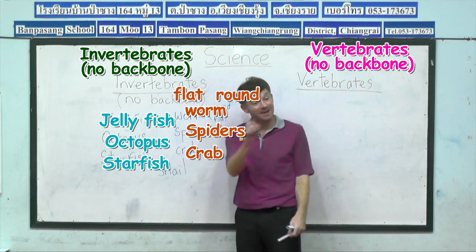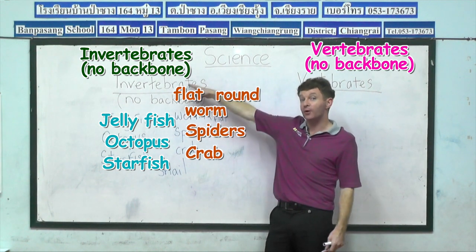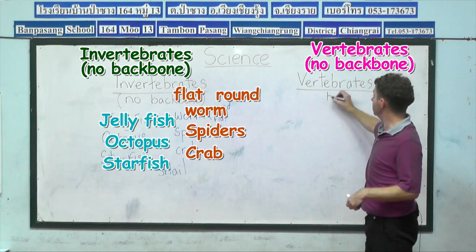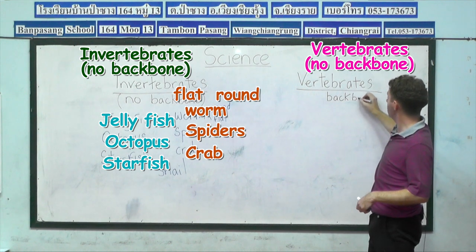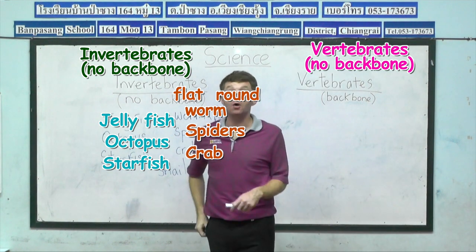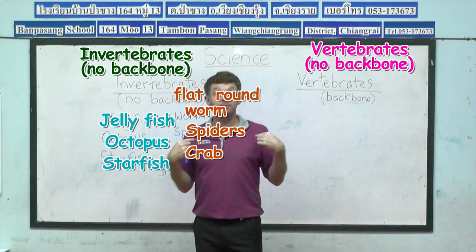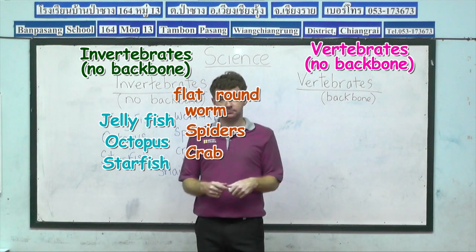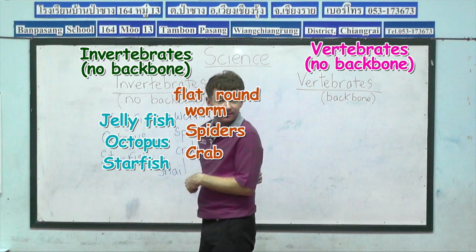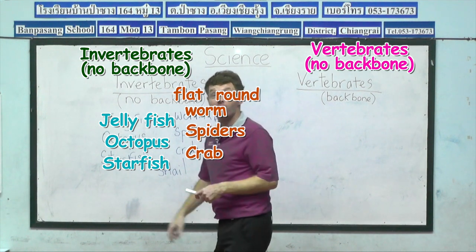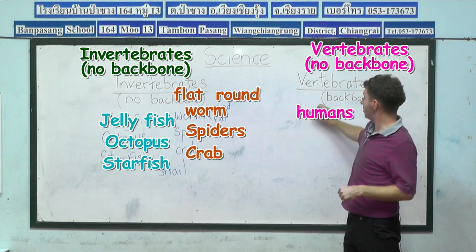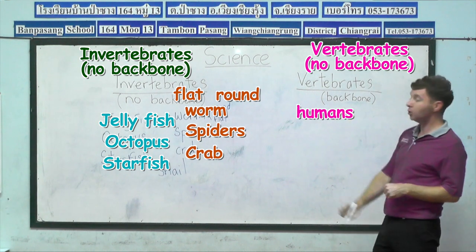Now, who can tell me, if invertebrates have no backbone, what do vertebrates have? Backbone, yes, that's how we tell the difference. No backbone for invertebrates, but vertebrates have a backbone. B-A-C-K-B-O-N-E. For example, one really good example of vertebrates. People. Us. We have a skeleton. And as part of our skeleton, down the middle of our body here, we have something called a backbone. Yes, we all have a backbone, so we are vertebrates.